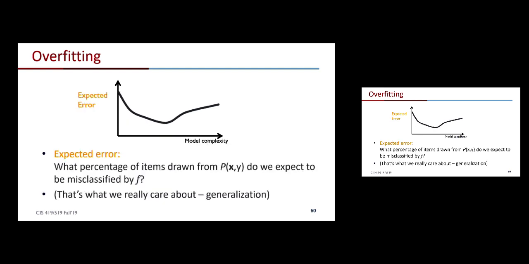What we care about is not the empirical error, but rather the expected error. So let's think about it as what percentage of the items drawn from the distribution over X cross Y do we expect to be misclassified?